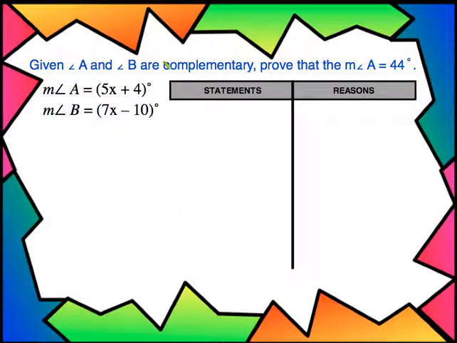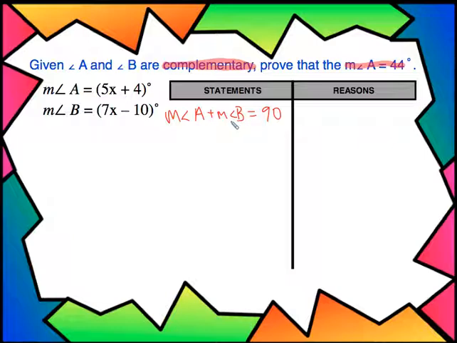All right, so this one says that they are complementary angles. So we're trying to prove that A is 44 degrees. So if A and B are complementary, by the definition of complementary angles, that means if I add them together, they should equal 90.